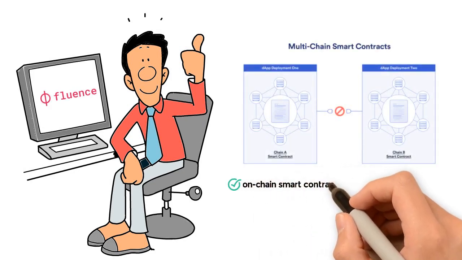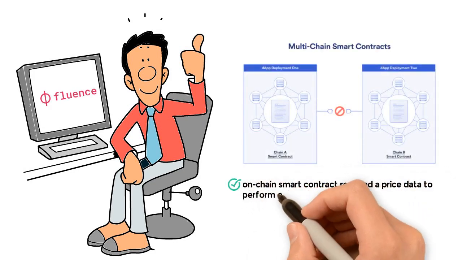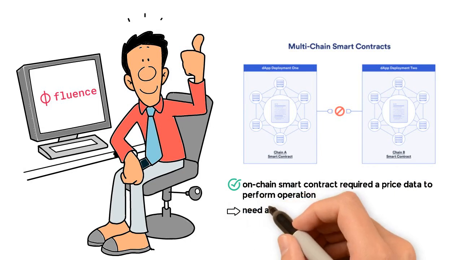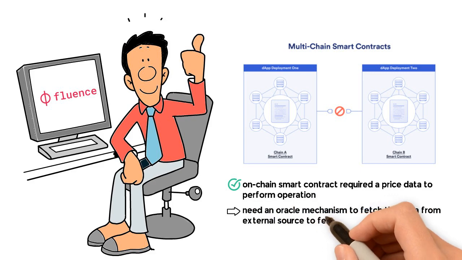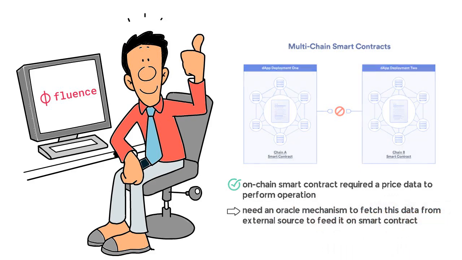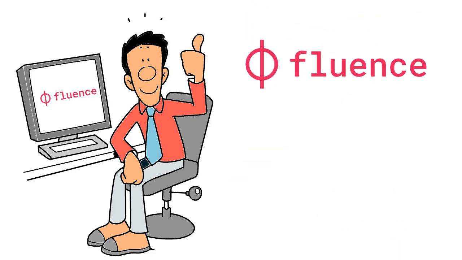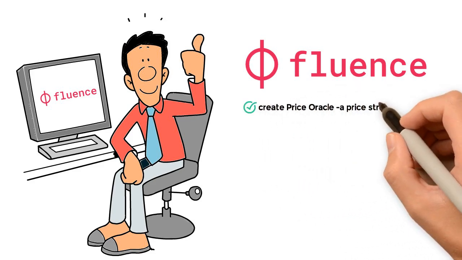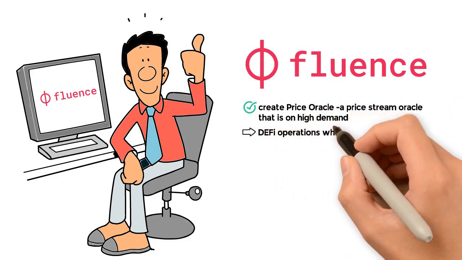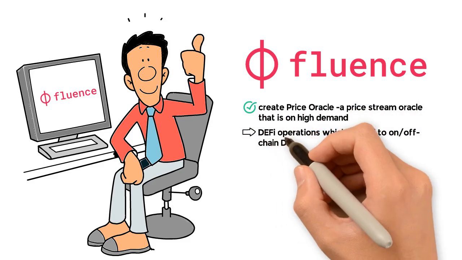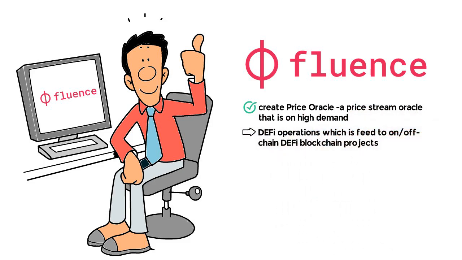Again, imagine that an on-chain smart contract requires price data to perform operations. It will need an Oracle mechanism to fetch this data from an external source, to feed it to the smart contract. You can achieve this on Fluence. So here is how Fluence is helping out. 1. With Fluence, you can create a Price Oracle, a price stream oracle that is in high demand, especially by DeFi operations, which is fed to on-chain and off-chain DeFi blockchain projects.